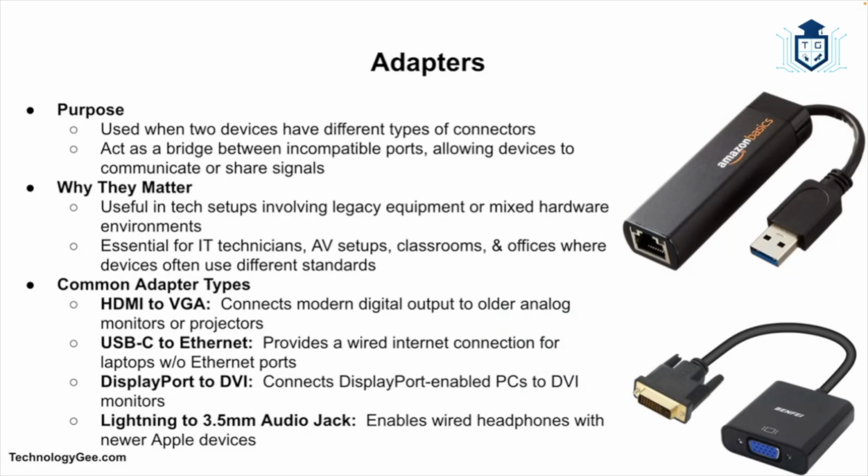And next, we have to talk about adapters. So you're not always going to have matching connectors, and that's where adapters can save the day. Some examples are HDMI to VGA adapters, USB-C to Ethernet, DisplayPort to DVI, and Lightning to 3.5 millimeter audio jack. Now, as a tip, you always want to check if the adapter supports active conversion when going from digital to analog, like if you're going from HDMI to VGA.